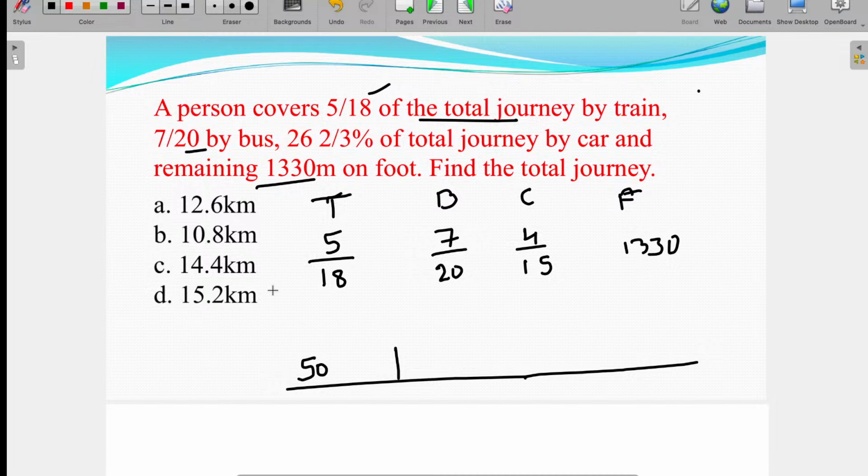Okay, 50 meter is traveling by train, or kilometer, whatever it may be. So a kilometer. So it is in meter. We have to convert to kilometer, then divide by 1000. Okay, later we can do that.